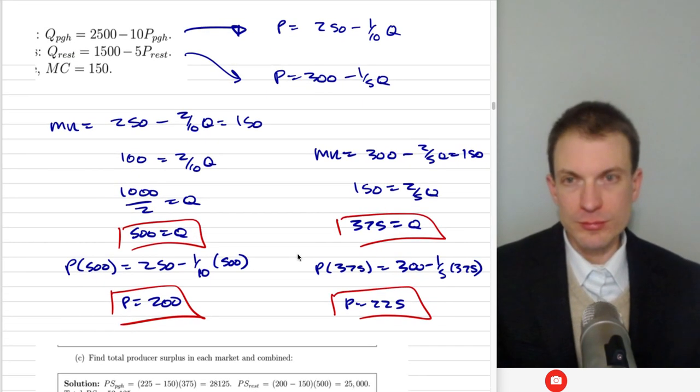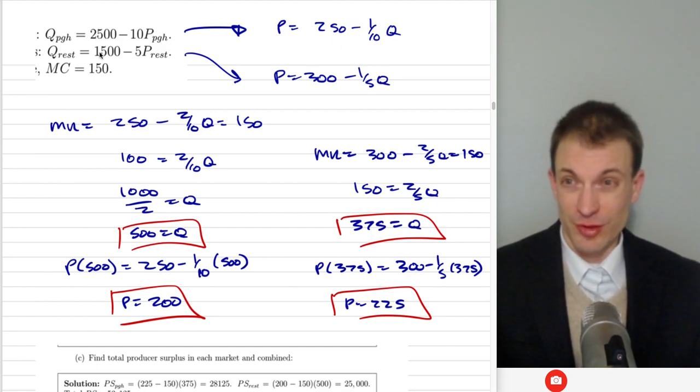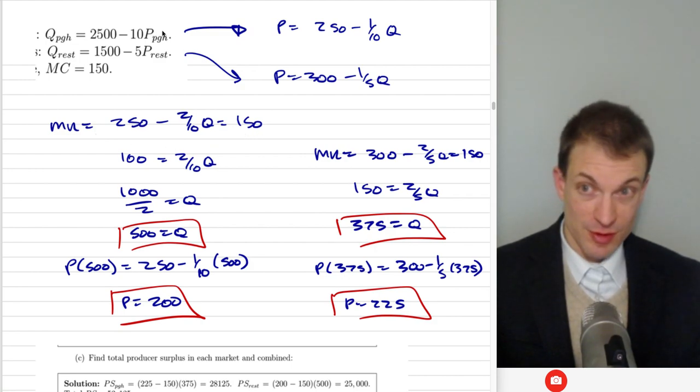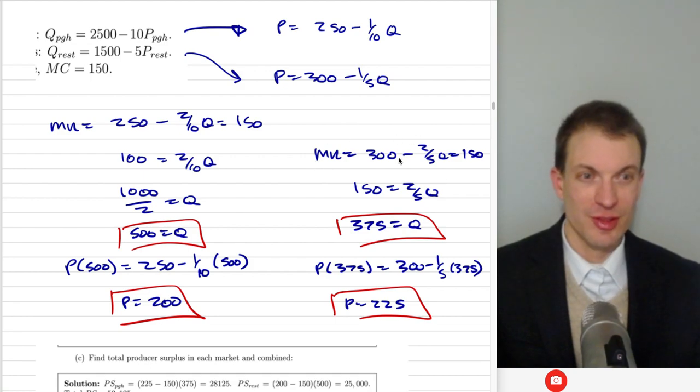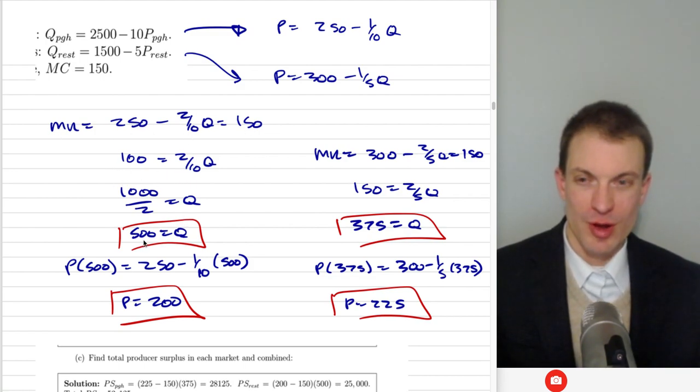Okay. So if this is my demand, my inverse demand is going to be 250 minus 1/10 Q. If this is my demand, my inverse demand is 300 minus 1/5 Q. So here is going to be my single price monopoly outcome specific for the Pittsburgh market, and here is my single price monopoly outcome specific for the rest of the country's market. Put together, that's my third degree price discrimination situation. So marginal revenue is equal to marginal cost. Solving, I'll get a quantity of 500. Marginal revenue is equal to marginal cost. Solving, I get a quantity of 375.